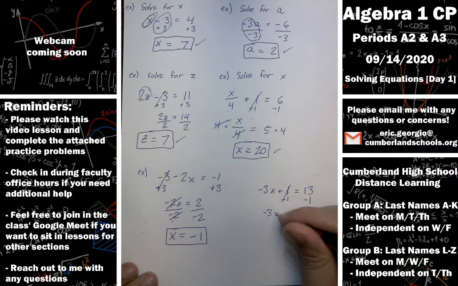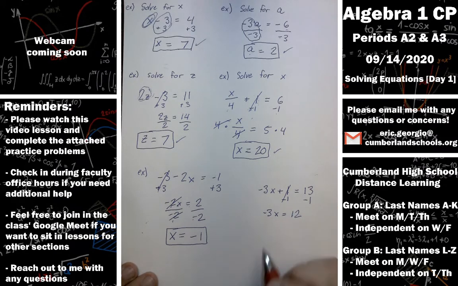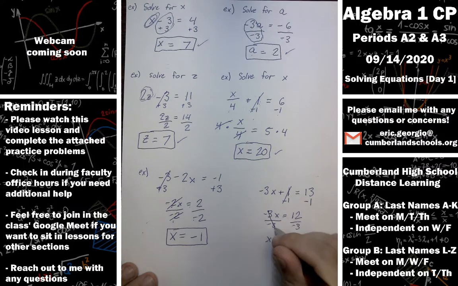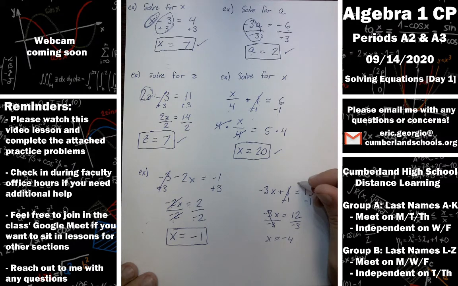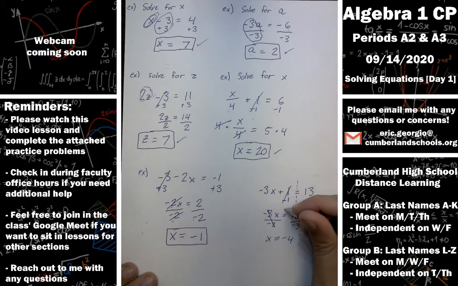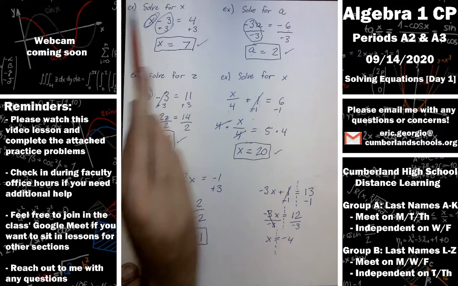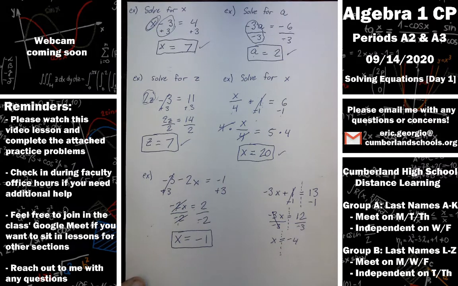I get negative 3x is equal to 13 minus 1 is 12. Now I divide both sides by -3. This cancels out. You get x is equal to -4. Notice that I'm keeping this equal sign as the barrier between the left side and the right side. And that's exactly what's true. This equal sign is like a wall. Things can't pass this wall.